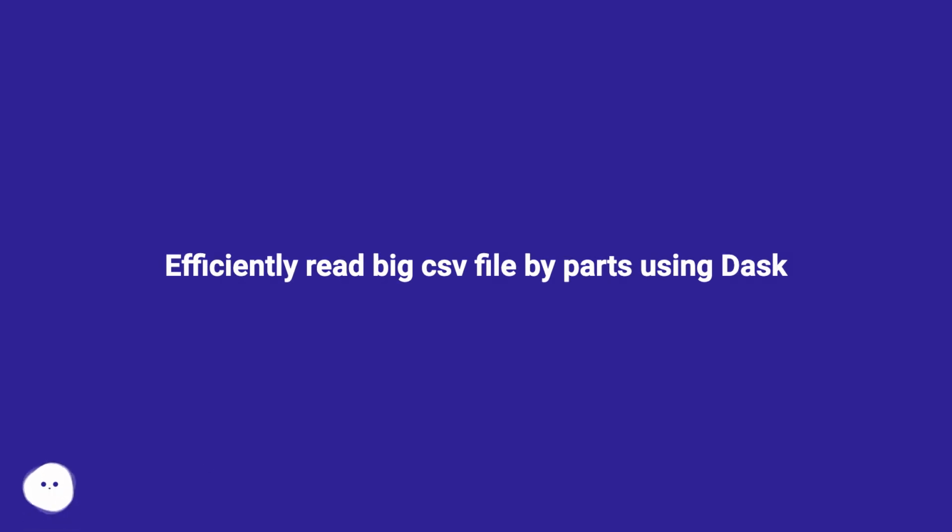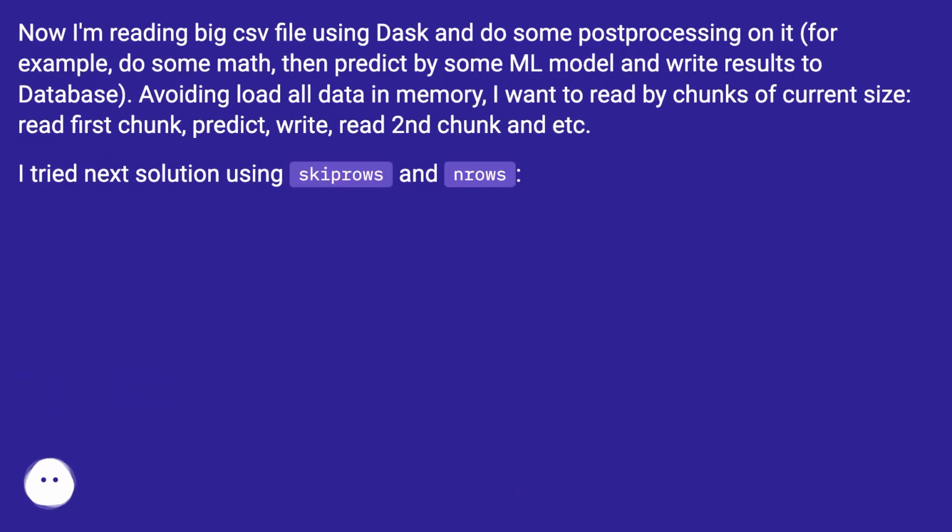Efficiently read big CSV file by parts using Dask. Now I'm reading big CSV file using Dask and do some post-processing on it, for example, do some math, then predict by some ML model and write results to database. Avoiding loading all data in memory, I want to read by chunks of current size, read first chunk, predict, write, read second chunk and etc.